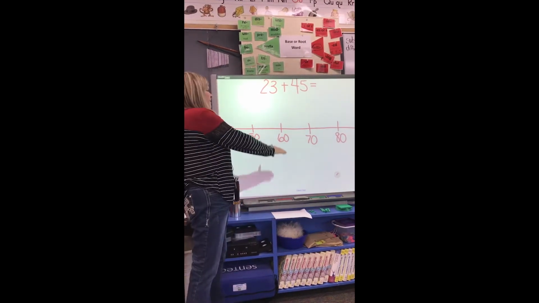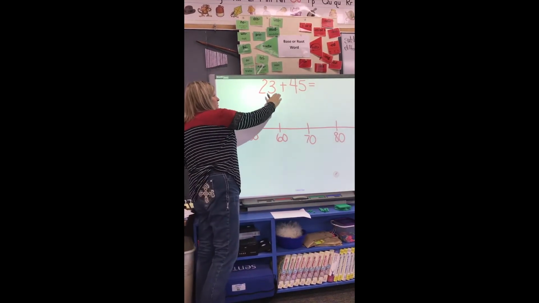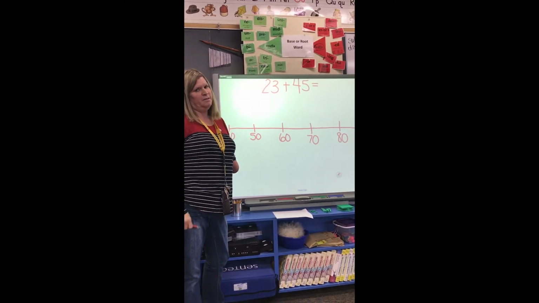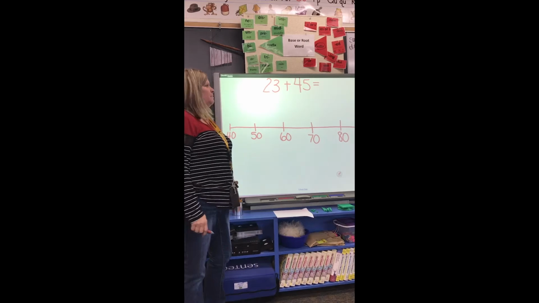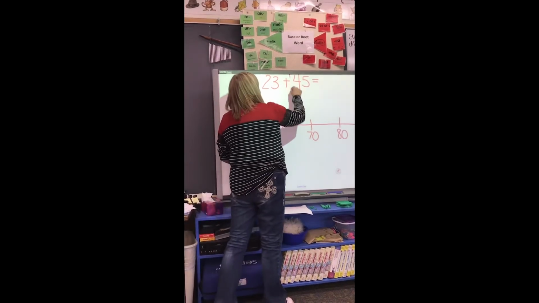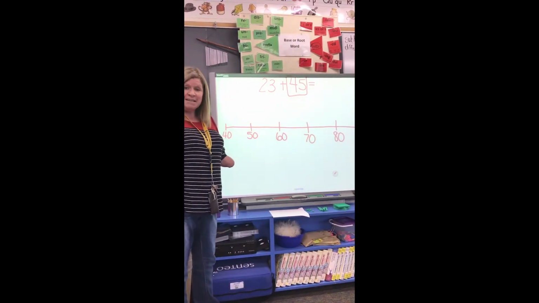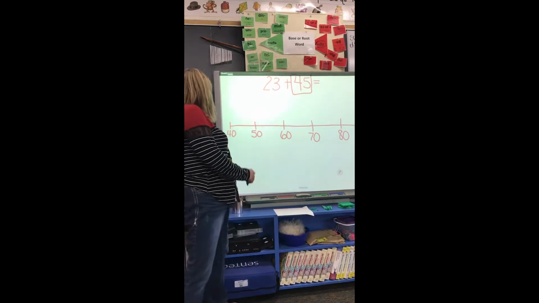So with this particular problem, it's 23 plus 45, and we teach them the most efficient thing to do is to choose the larger number to start with. So again, I'm going to put a box around the largest number. That's where I'm going to start on the number line.